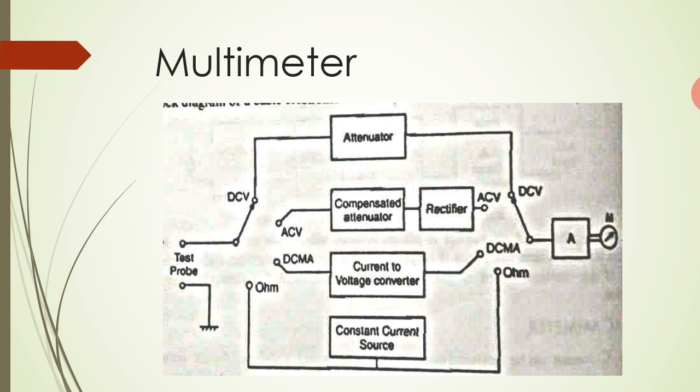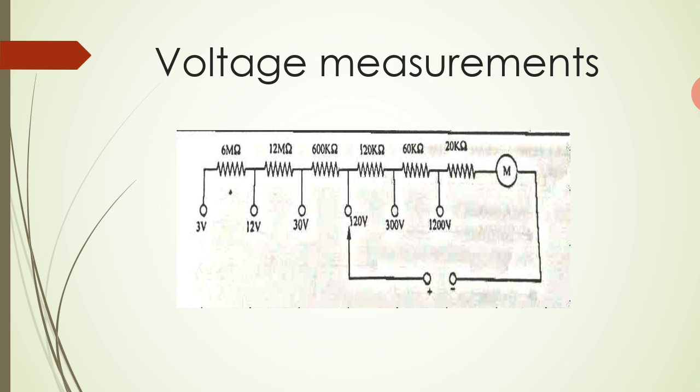Next is a built-in power supply for AC power line operations. Next is voltage measurement. The diagram shows the DC voltmeter section.